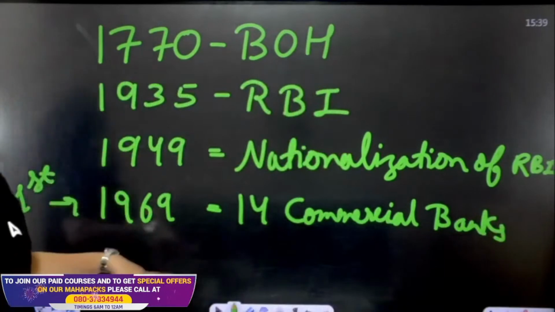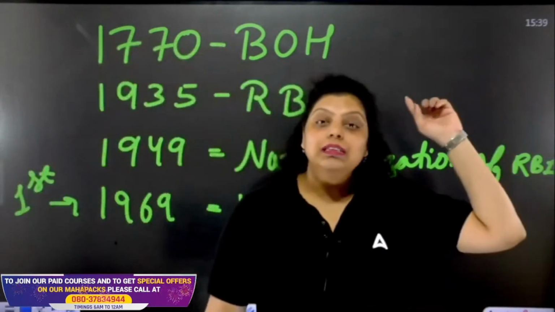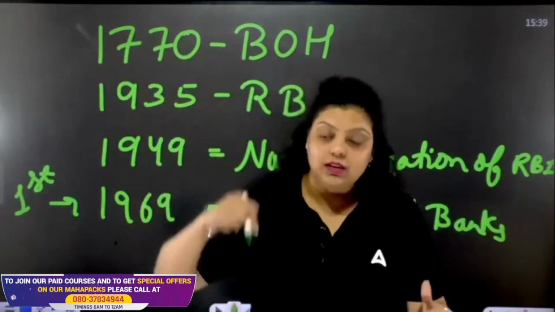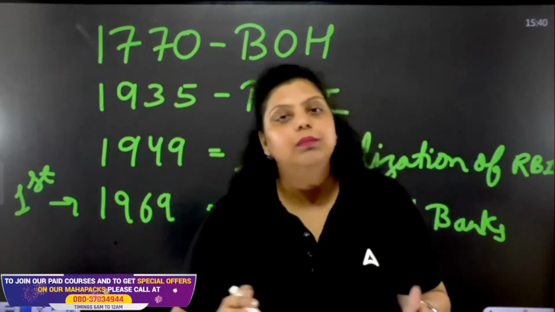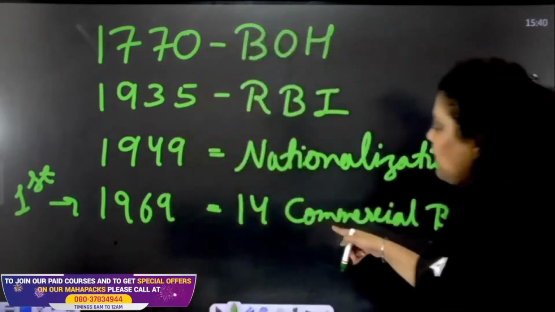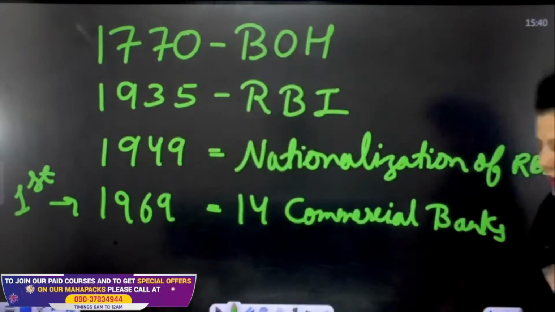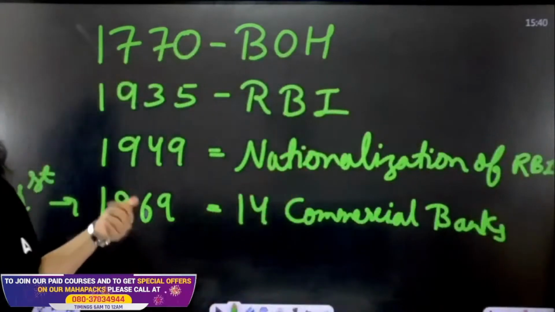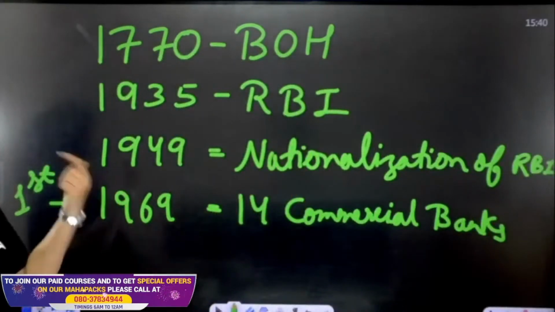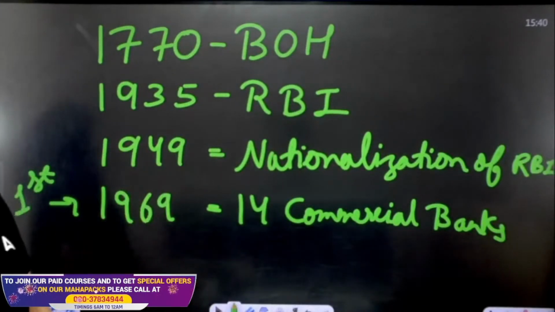Now why only 14? The first bank of India, the Bank of Hindustan, was established in 1770. Since then till 1969, did we only have 14 banks? No, we had many banks at that time also. But why only 14 banks? Because the government gave a criterion here. Only those banks would be nationalized which had 50 crore public deposits. Those banks who had 50 crore public deposits would be known as commercial banks.